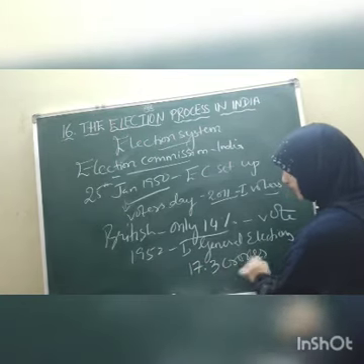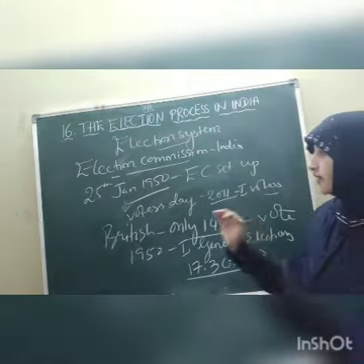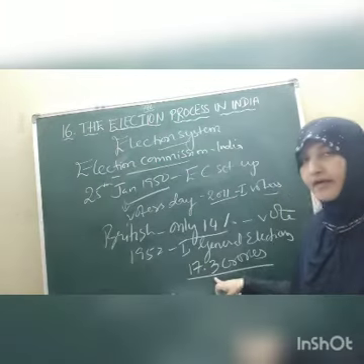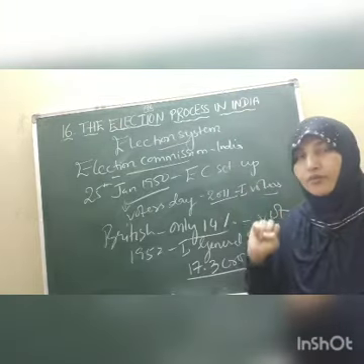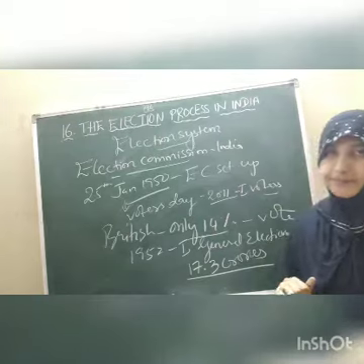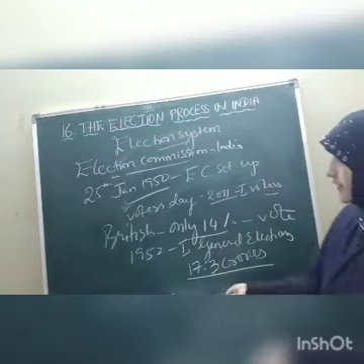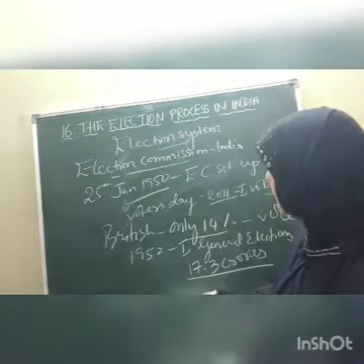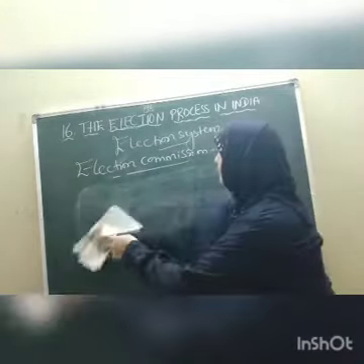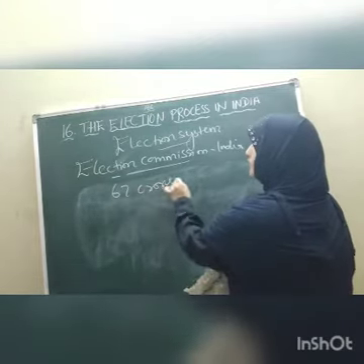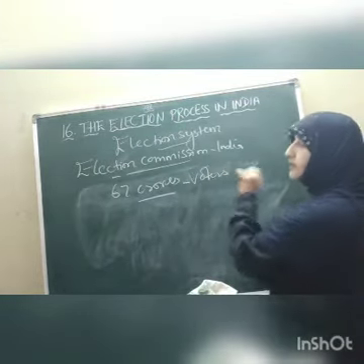In that election, nearly 17.3 crore members cast their vote. That means in the first general elections in 1952 we had 17.3 crore voters, children. Now, at present, the population has increased, so we find nearly 67 crore eligible voters in the country.